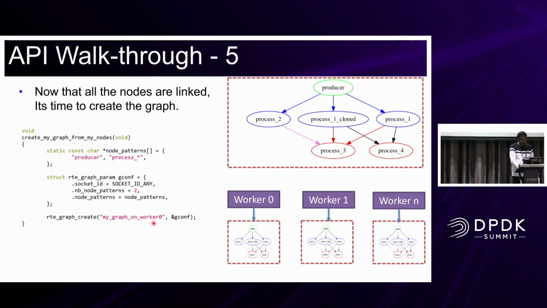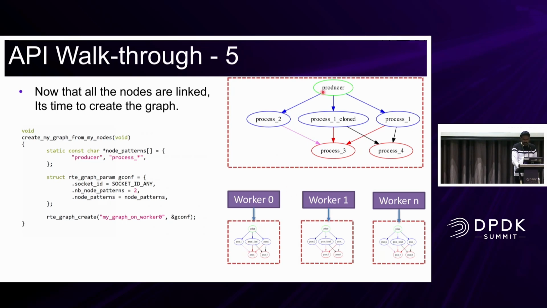Based on the graph model, there are cases where an instance of the graph needs to run on a given worker, meaning it needs to be cloned on different workers, or there are other models where multiple nodes can run on one worker. In this case, it's a run to completion model.